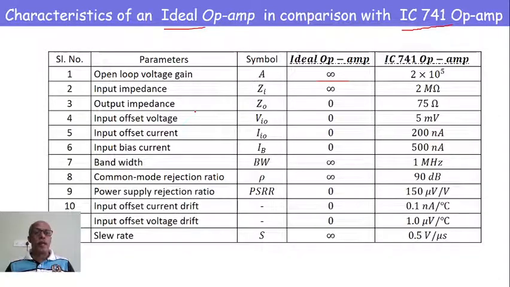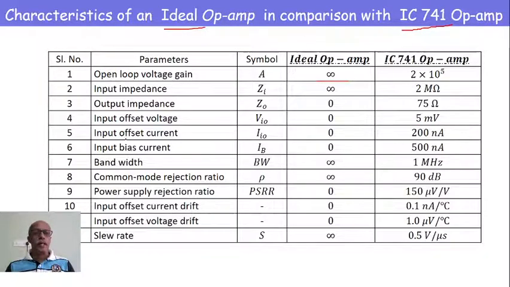The third characteristic is the output impedance, represented by ZO, whose value should be equal to 0 for the ideal op amp, but for the IC741 it is 75 ohm. So coming to the input offset voltage, represented by VIO, for the ideal one its value should be 0, but for IC 741, it is 5 millivolt.